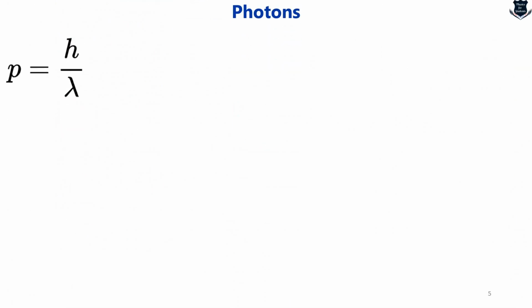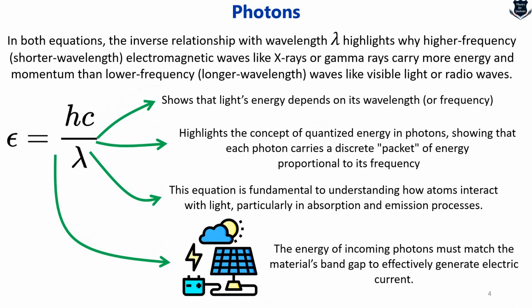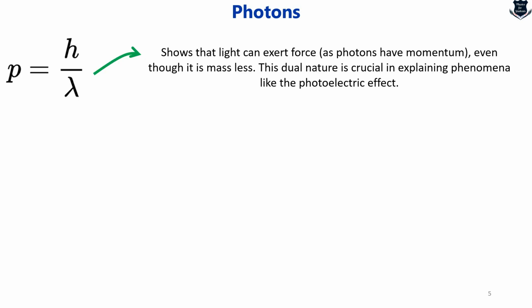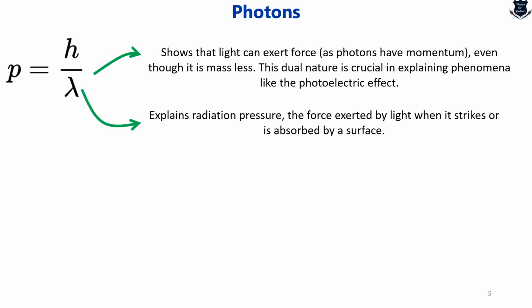The next thing which comes up is also this one. This one is p equals h upon lambda. This shows that light can exert force just like macro particles in classical physics. Photons also have momentum even though their mass is zero, and this is very crucial in explaining phenomena like the photoelectric effect. Second, it explains radiation pressure, the force exerted by light when it strikes or is absorbed on a particular surface. We will look into what we mean by that.